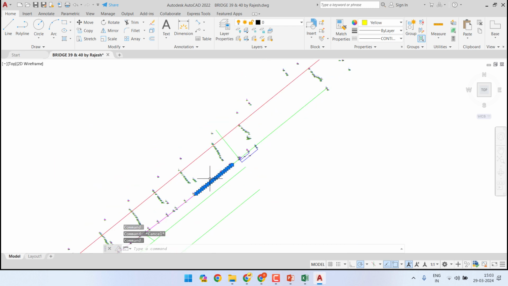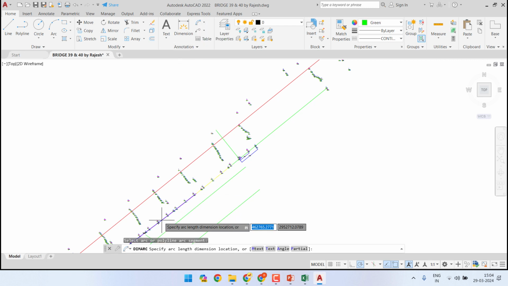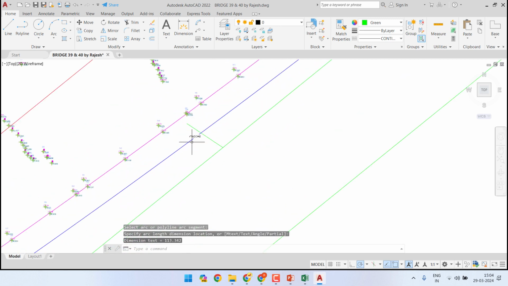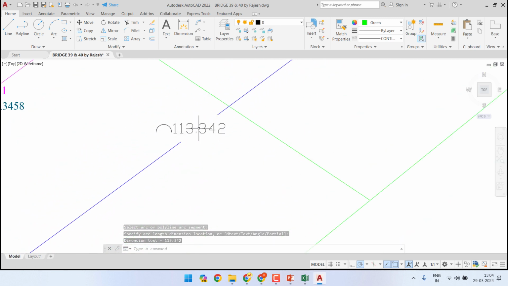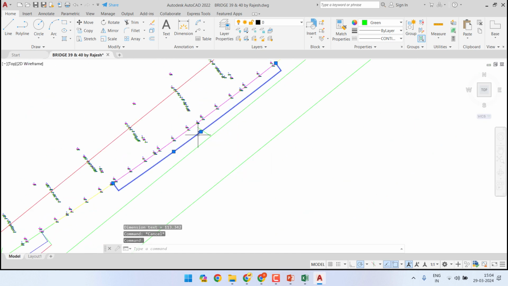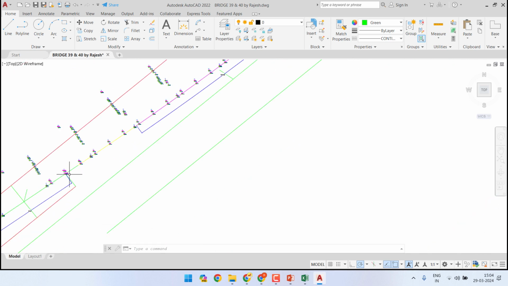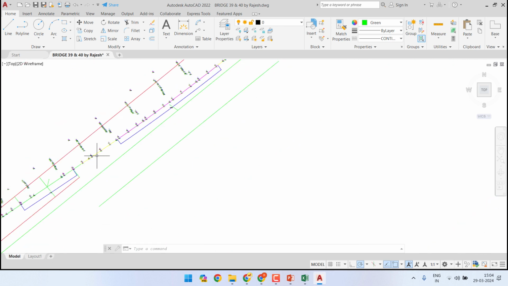As you can see, this length is of course 40 meters as we have already entered, and this arc length is 113.3 meters, approximately 115 meters we can take, and 115 plus 40 plus 40, that is 80, so basically 195 meters against 210 meters. So the length that we are getting is less than what we should have got.